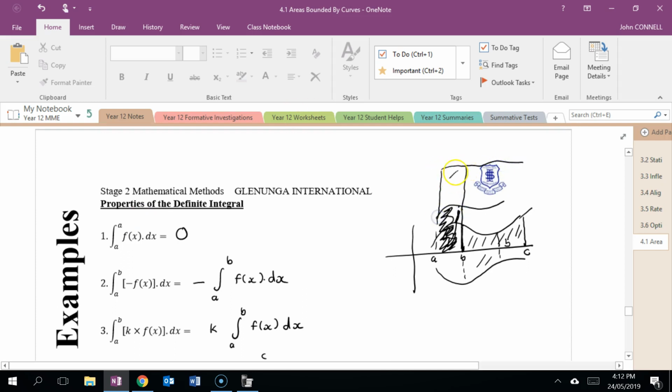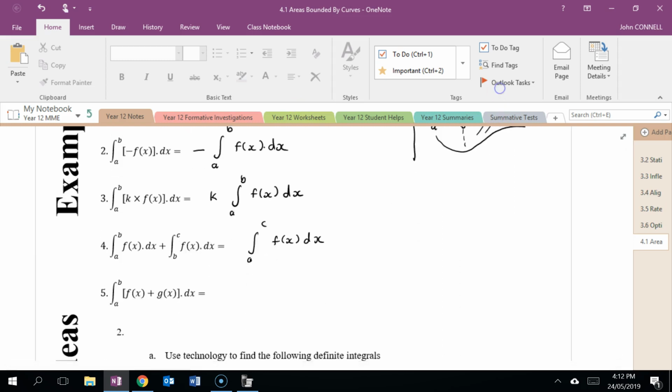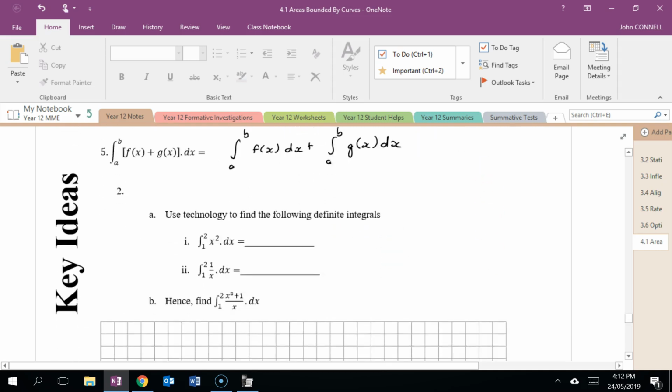And so then the integral of f plus g would be all of this area, but we could just find that by adding individuals. So I could go a to b of f of x plus a to b of g of x. And we'll do an example of that in class. So we can use technology to find these following definite integrals.